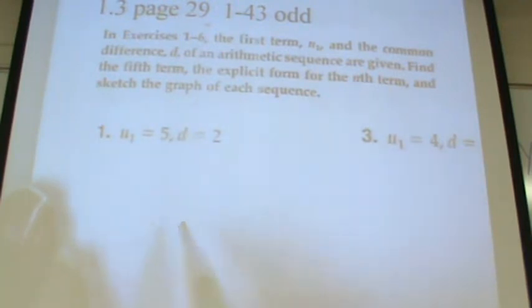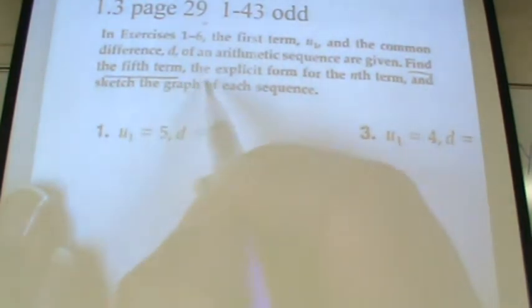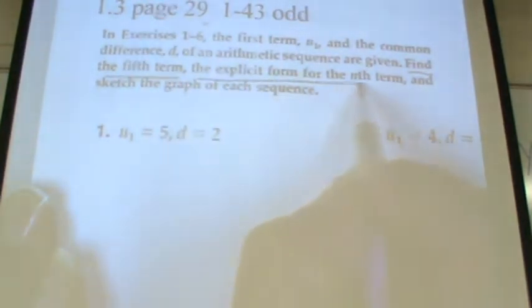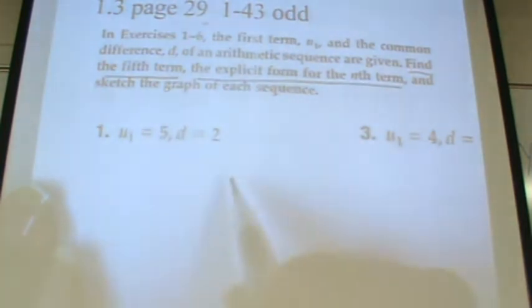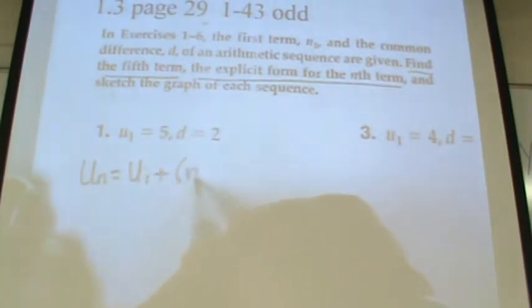They want you to find a formula for the nth term, and then they want you to find the 5th term. They want the explicit form for the nth term, and you don't have to sketch the graph. We said not to do that. So if you're given the first term is 5 and d is 2, the explicit formula is u sub n equals the first term plus n minus 1 times the d value.